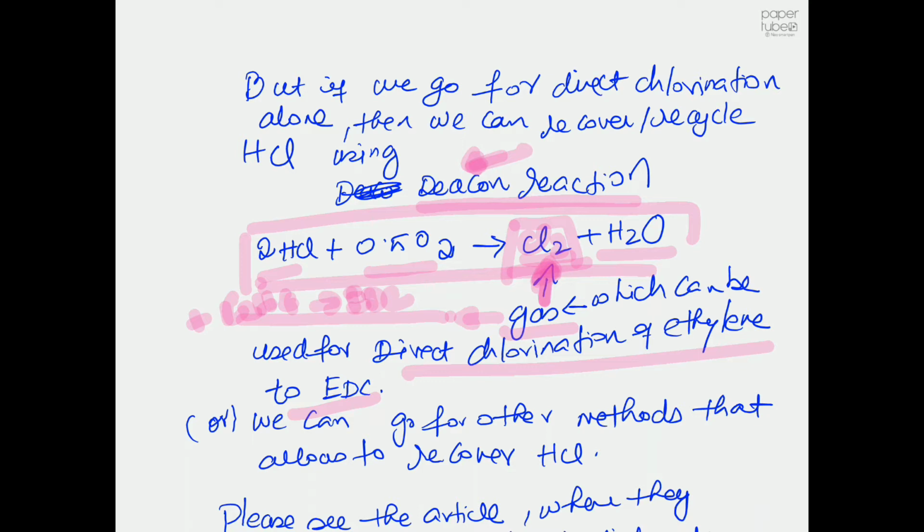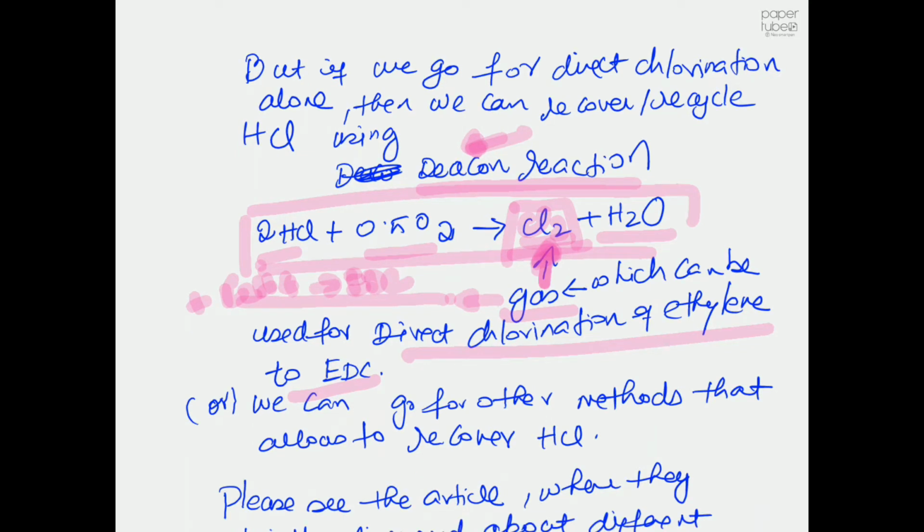In fact, if you search the literature, you will see many industries use just the direct chlorination, and then they use the Deacon reaction in order to recover the hydrochloric acid. And there are many industries that use all three reactions that we already talked about. They use direct chlorination, pyrolysis, and then they also recover the hydrochloric acid using the oxychlorination step. So keep these things in mind.